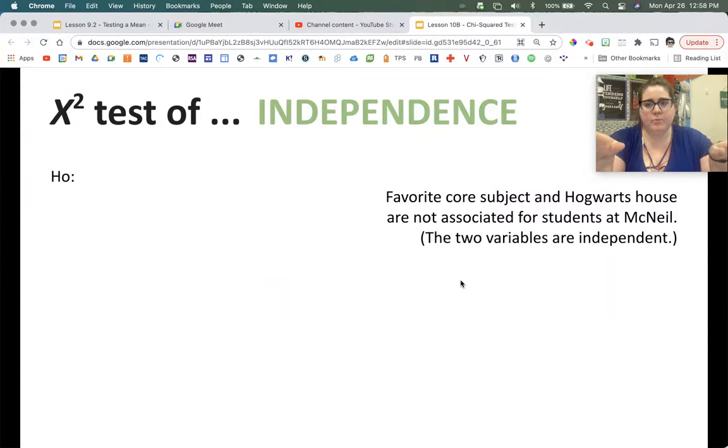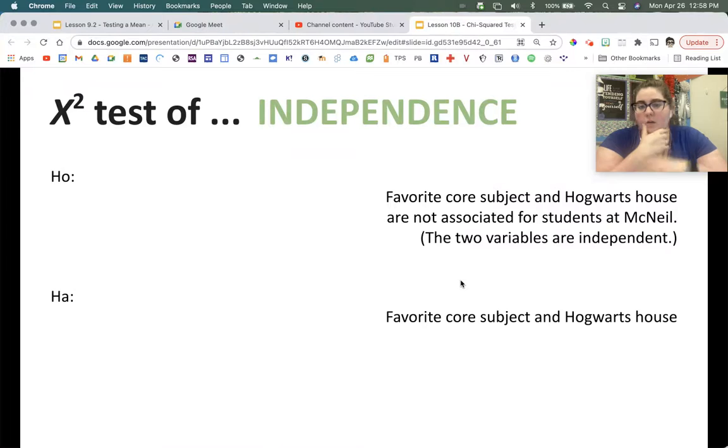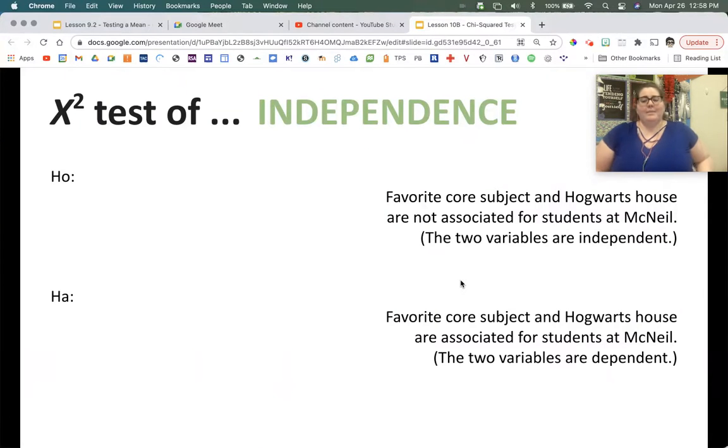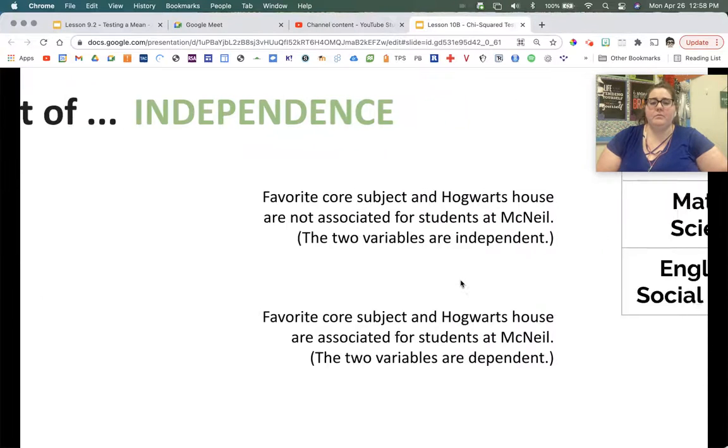Everything's boring. And then our alternate is what we think might be true or what we're testing for, which is that favorite core subject and Hogwarts house are associated, that one does affect the other, or that they are dependent. So null is that they're independent, no relationship, nothing happens. Alternate is that they are dependent, there is a relationship, one does affect the other.